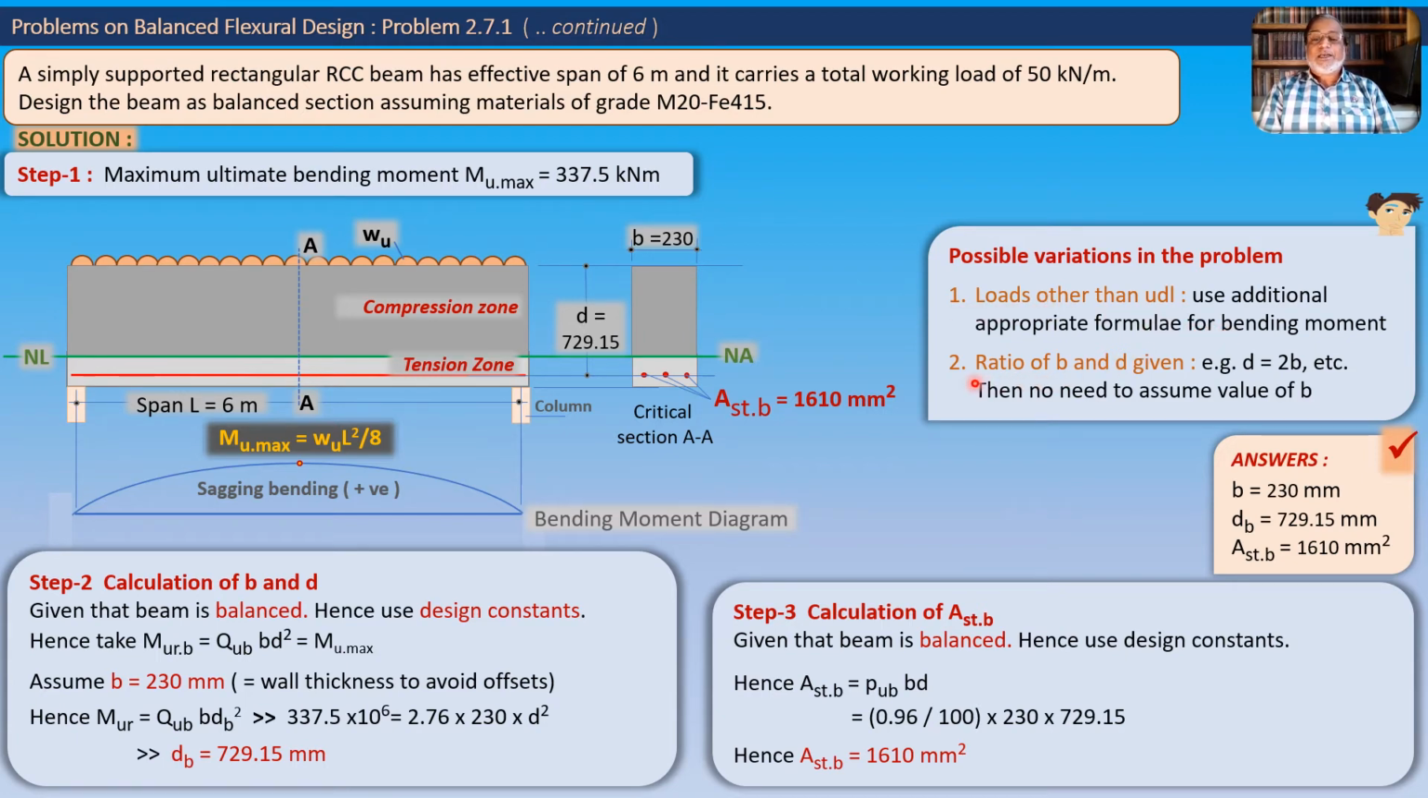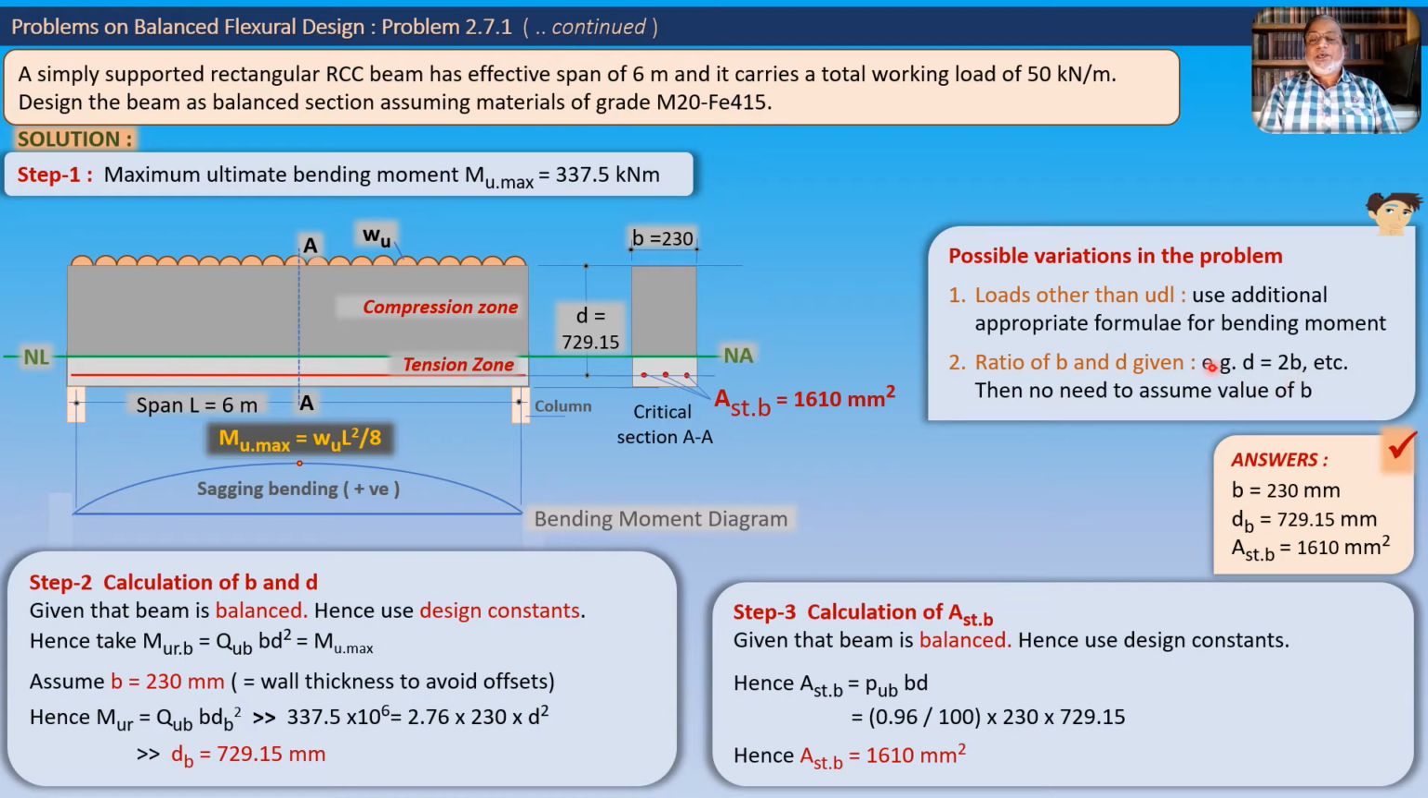And the second type of variation is, as we have assumed this b as 230 mm as wall thickness because nothing was mentioned about the value of b. In some cases they may provide us some relation between the values of b and d. For example, depth may be twice the breadth. That may be one relation. Or they may be saying that d is 3/4 of b and so on. Or they may be giving you directly the value of b as say 300 mm, whatever.